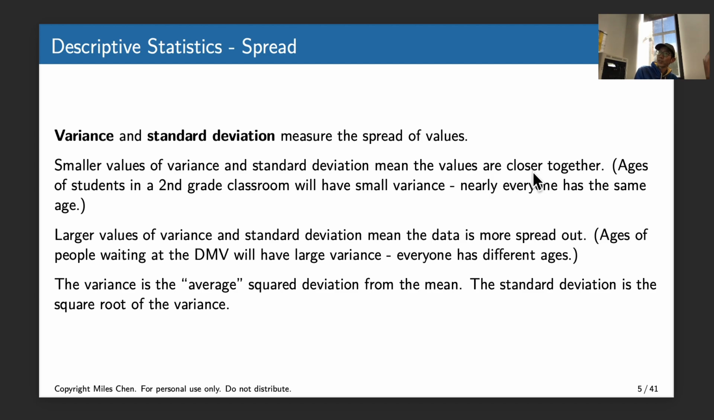Then you also have to describe spread. Are your values spread out, or are they all very similar to each other? And we use the variance and the standard deviation. Okay, so smaller variance, smaller standard deviation means your data values are all very close together.